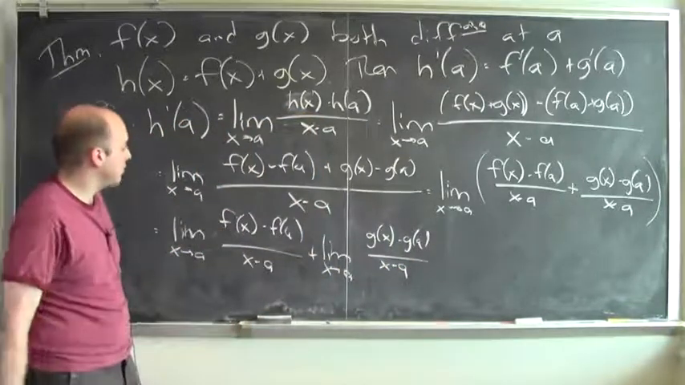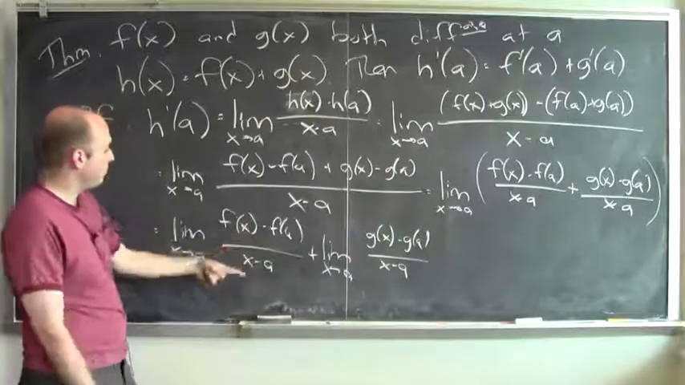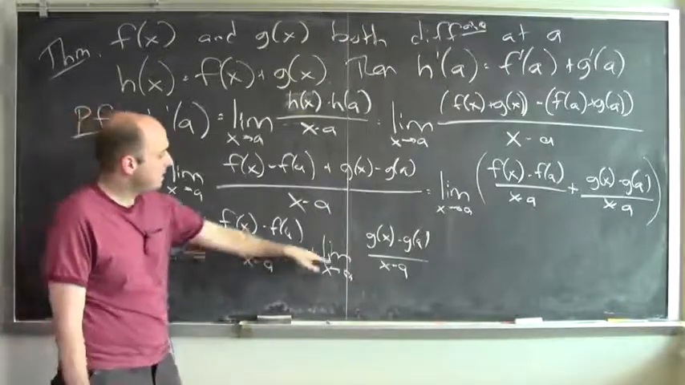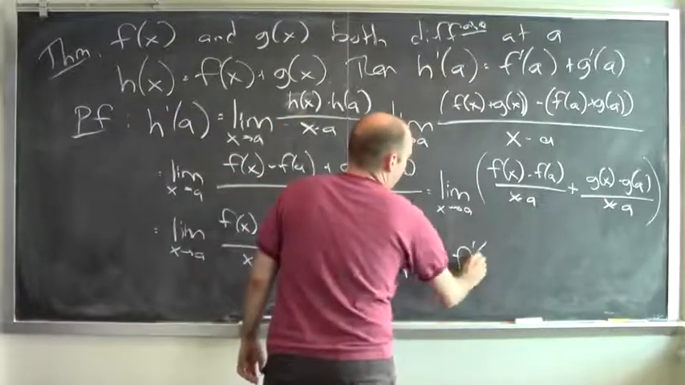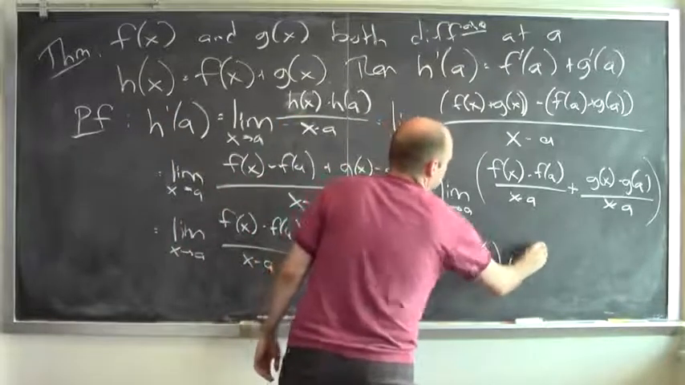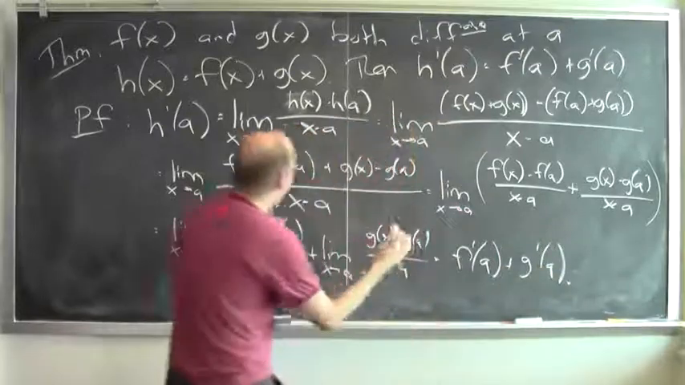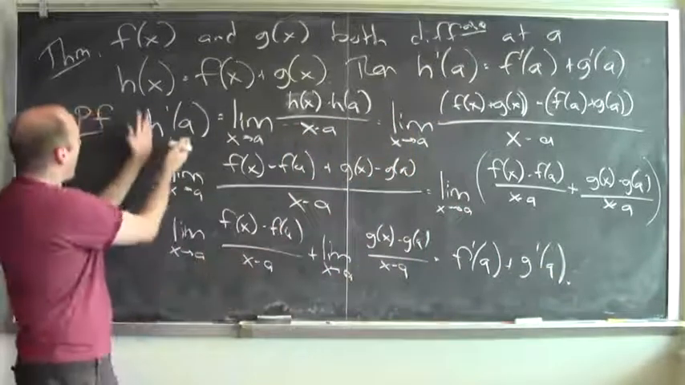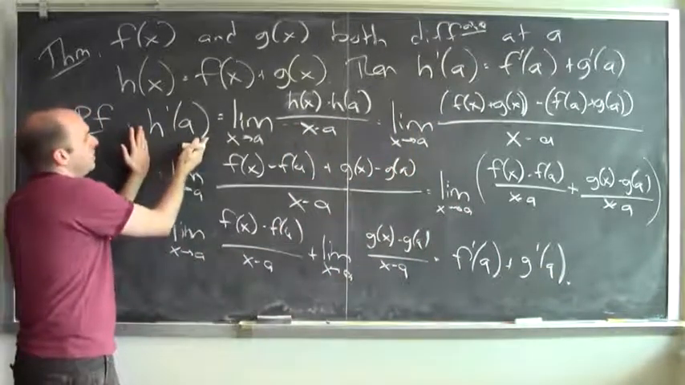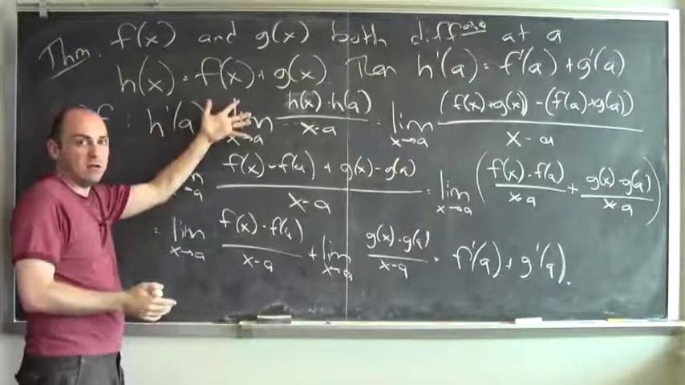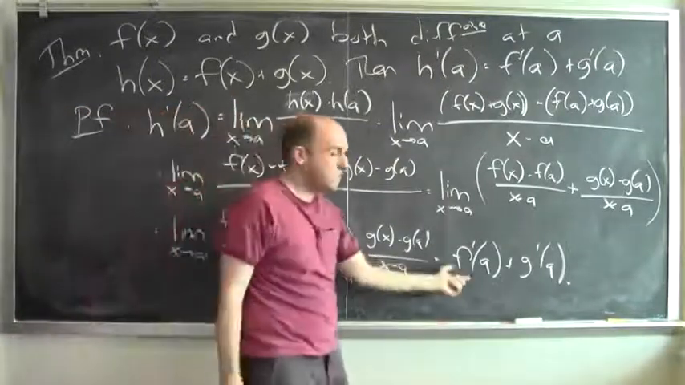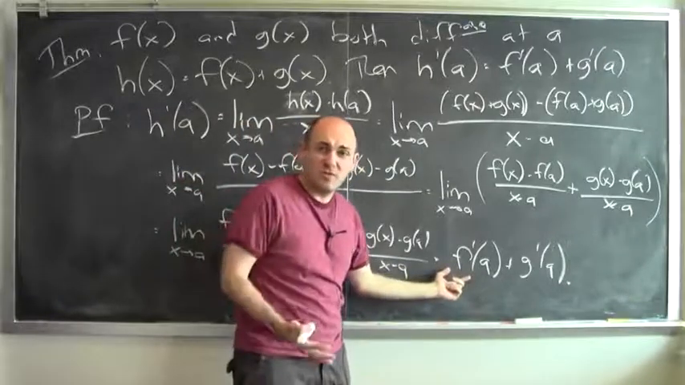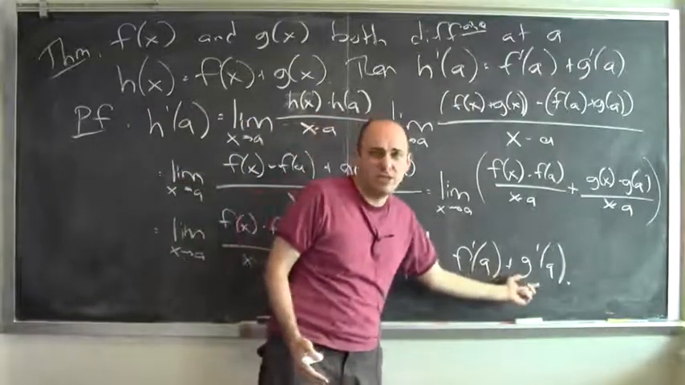And I even know what they're equal to. I have a name for those two limits. This first limit is the derivative of f at a. The second limit is the derivative of g at a. So this is f prime of a plus g prime of a. And that's exactly what I wanted to show. I wrote down the definition of the derivative of h at the point a. There it is. And I apply properties of limits until I conclude that that limit is equal to the derivative of f at a plus the derivative of g at a.